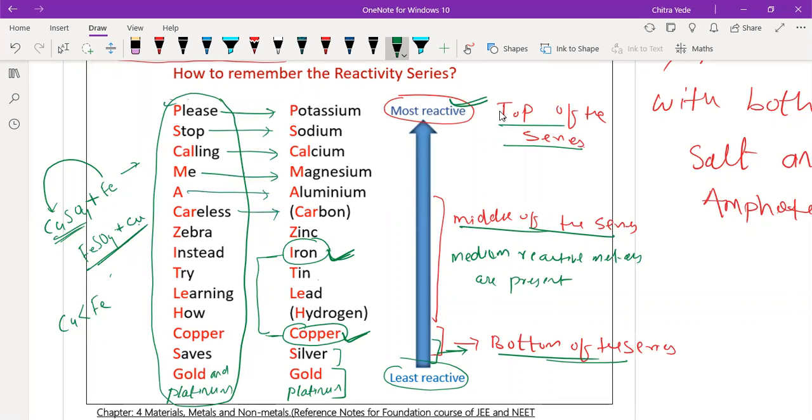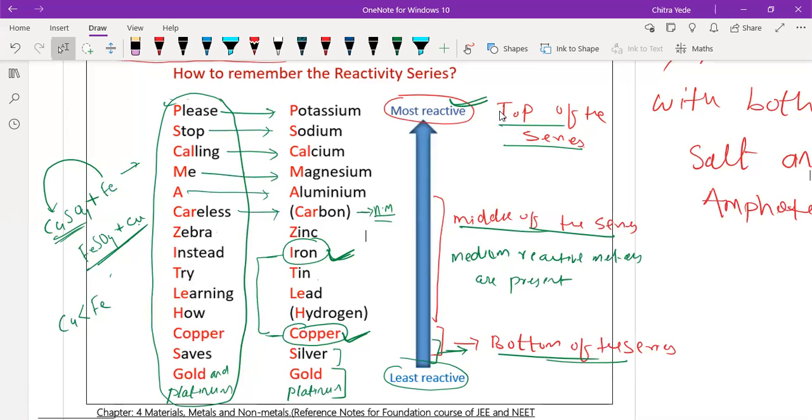Then see, carbon is a non-metal. It is mentioned here because it is used as a reducing agent for the extraction of metals. That's why carbon is mentioned over here. So carbon is a non-metal.